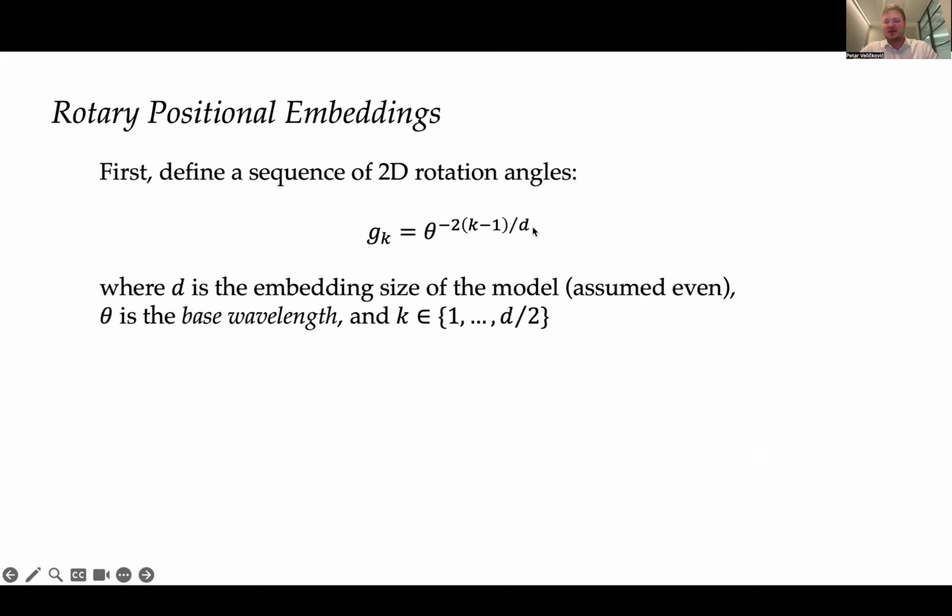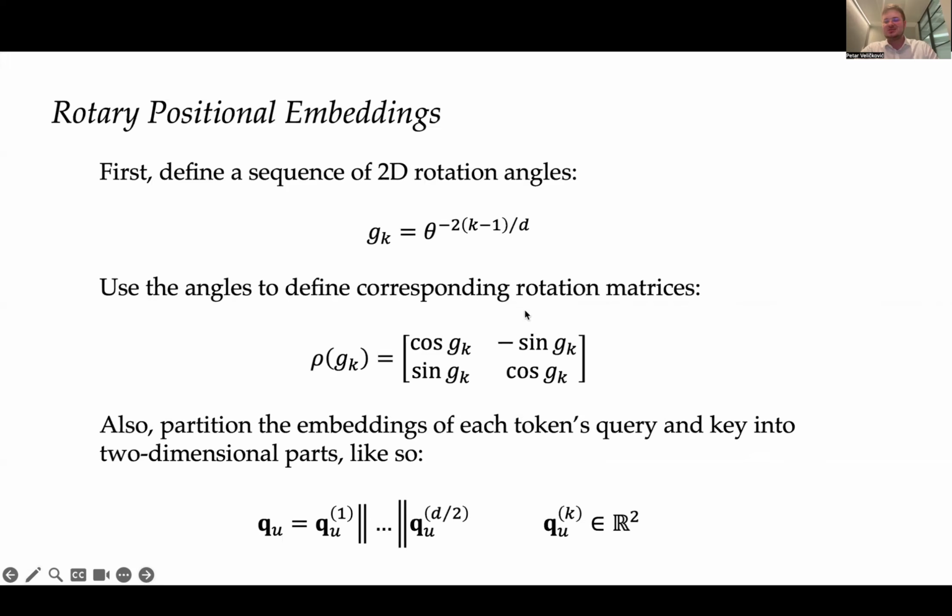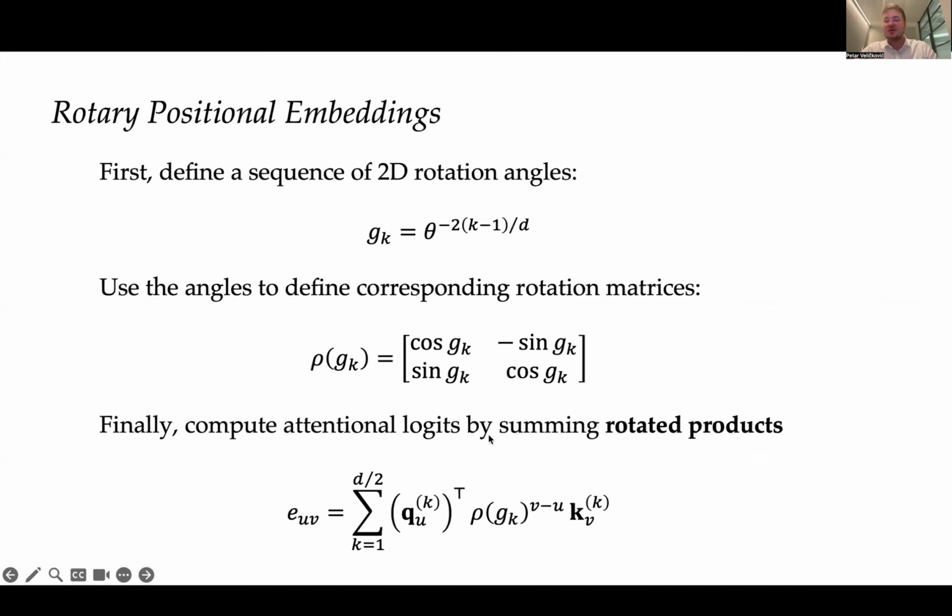The way it works is you define this sequence of rotation angles. You have this base wavelength theta, and then you raise it to different powers based on your embedding size. You chop your embedding into two-dimensional pieces, and at each two-dimensional piece, you rotate with a corresponding 2D rotation matrix, right? And then you just compute a dot product between query and key, where you've rotated every two-dimensional chunk of the query using this corresponding rotation depending on the distance. So your attention logits are basically just your usual dot product between the query and key, but appropriately 2D rotated depending on the distance.